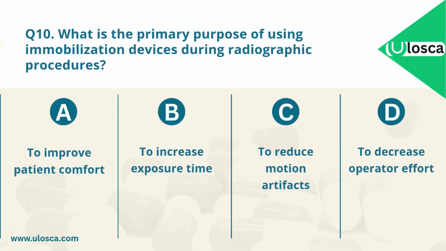Question 10. What is the primary purpose of using immobilization devices during radiographic procedures? A. To improve patient comfort. B. To increase exposure time. C. To reduce motion artifacts. D. To decrease operator effort. Which one is the correct answer?